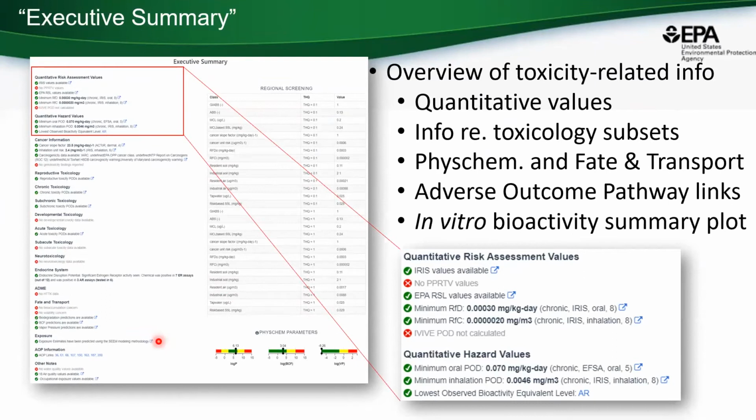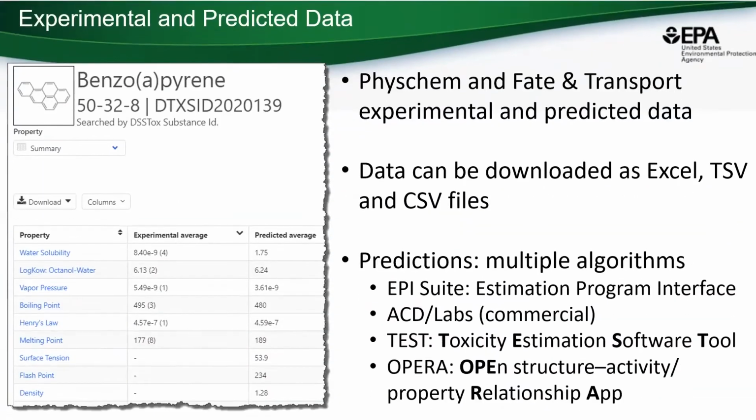So diving down now, once you get to a chemical substance, you start to dive into the data. So this is the executive summary page where you can dive in and find whether or not there's cancer information available, whether there's IRIS values, whether there's reference doses available. And we're going to do this through a live demo. So this is the executive summary.